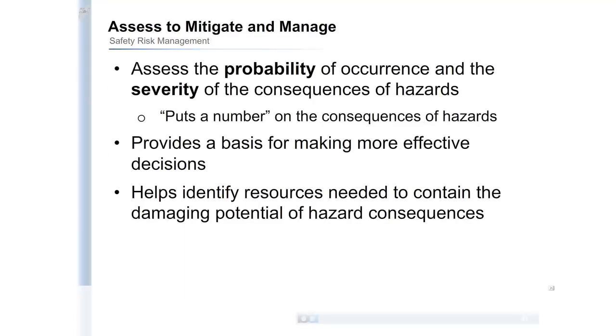Assess to mitigate and manage. Assess the probability of occurrence and the severity of the consequences of hazards. This puts a number on the consequences of hazards, provides a basis for making more effective decisions, and helps identify resources needed to contain the damaging potential of hazard consequences.